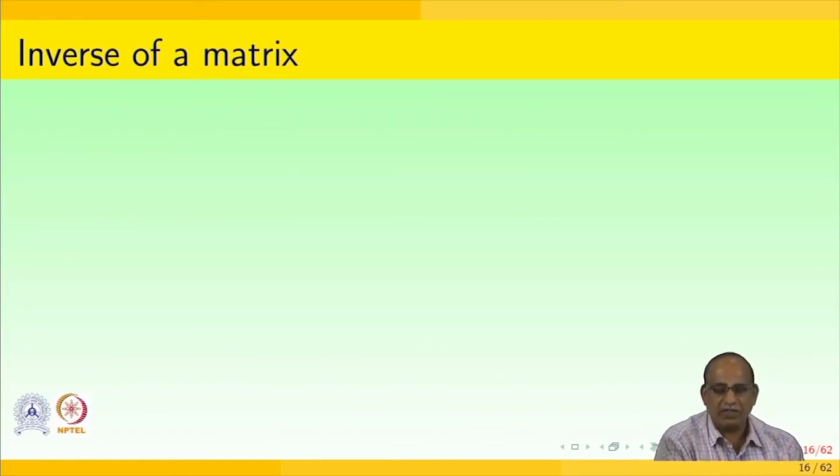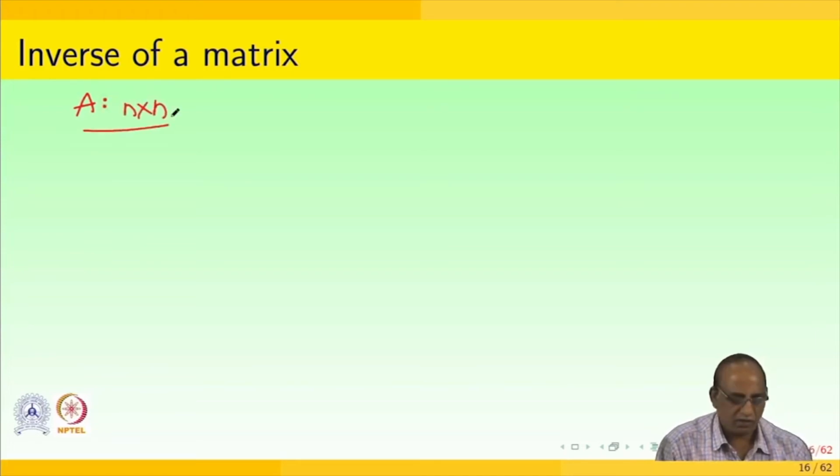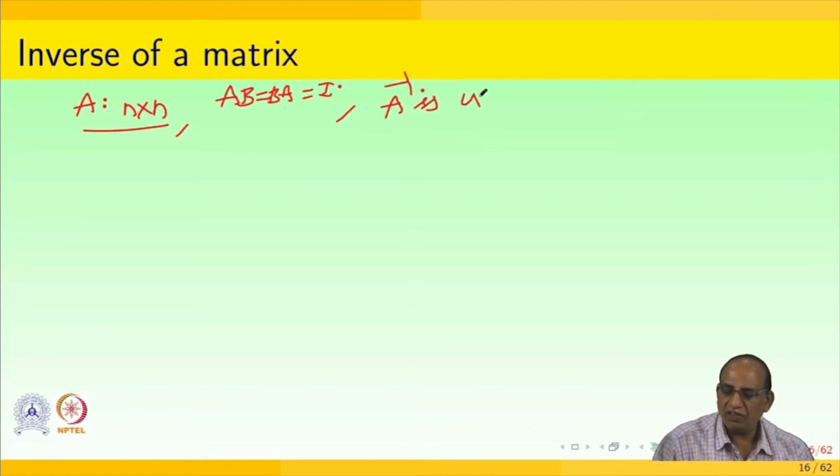Similarly, we can also have the inverse of a matrix. How can the inverse of a matrix be defined? Let's say A is a matrix of n by n. We write AB is equal to BA is equal to I. The inverse of A is unique. There cannot be any two inverses. The inverse is unique.